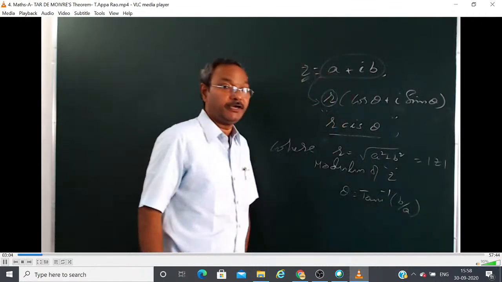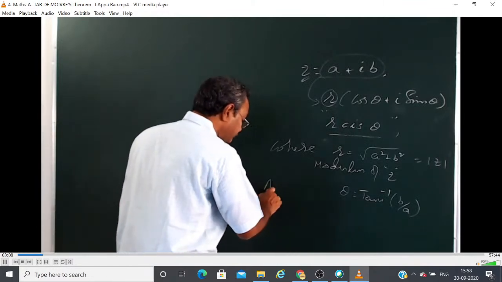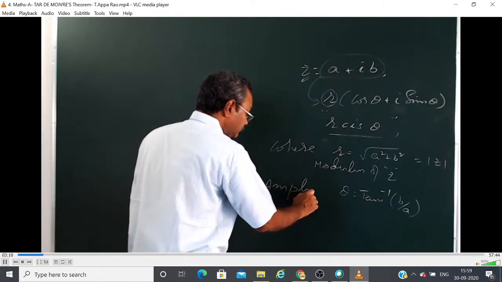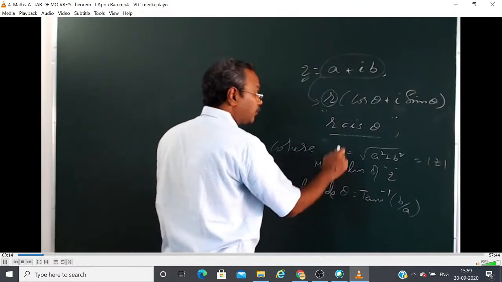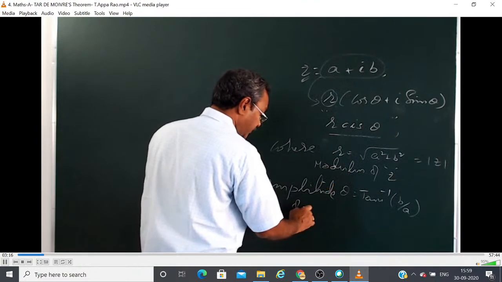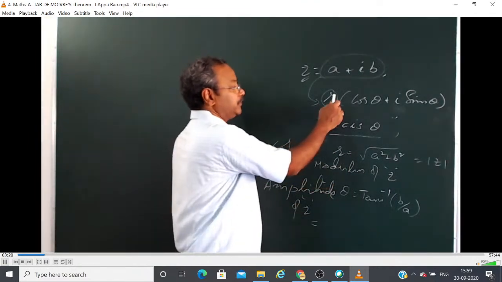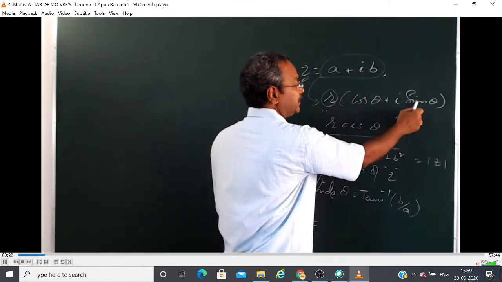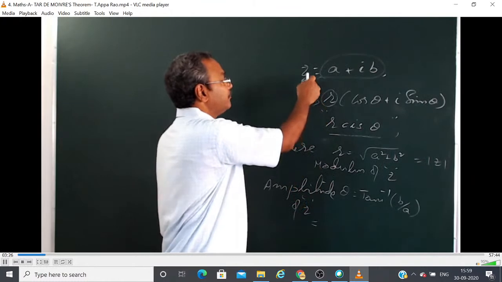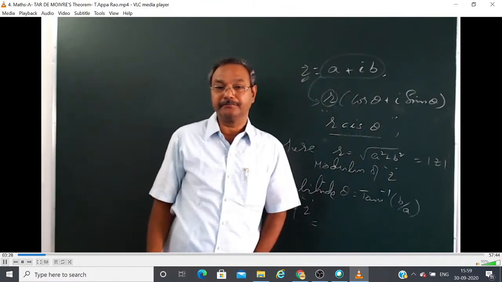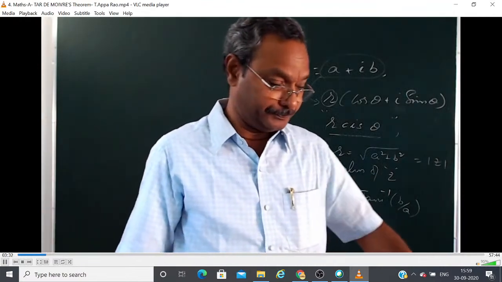Theta is tan inverse b by a, which is called the amplitude of the complex number z. That's why this structure r into cos theta plus i sin theta should be called the modulus amplitude form of the complex number z. So what is the importance of this modulus amplitude form?